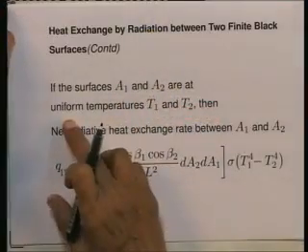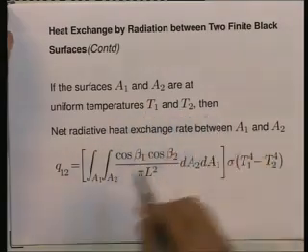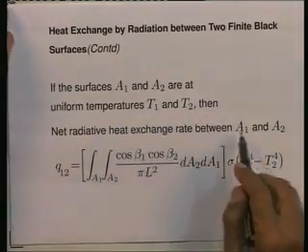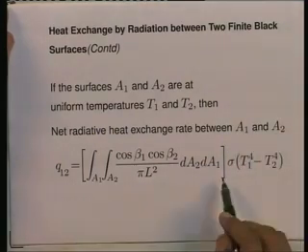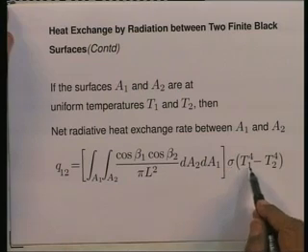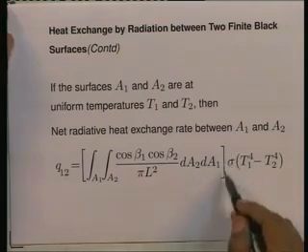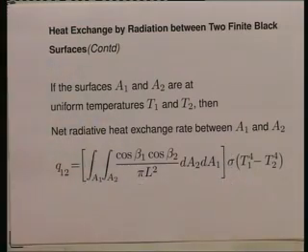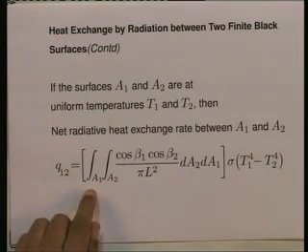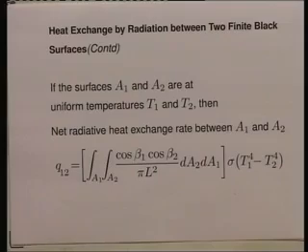as is written here, if the surfaces A1 and A2 are at uniform temperatures T1 and T2, then the net radiative heat exchange rate between A1 and A2, Q1 to 2, becomes the following. I have just taken sigma and T1 to the power of 4 minus T2 to the power of 4 outside the integrals, because they are constants, and the quantity within square bracket is the integral which I will have to perform first over the area A2 and then over A1 or vice versa, it does not matter. Now, let us again, like in the earlier situation, define a shape factor. This expression is fine, but let us now put it in terms of a shape factor.